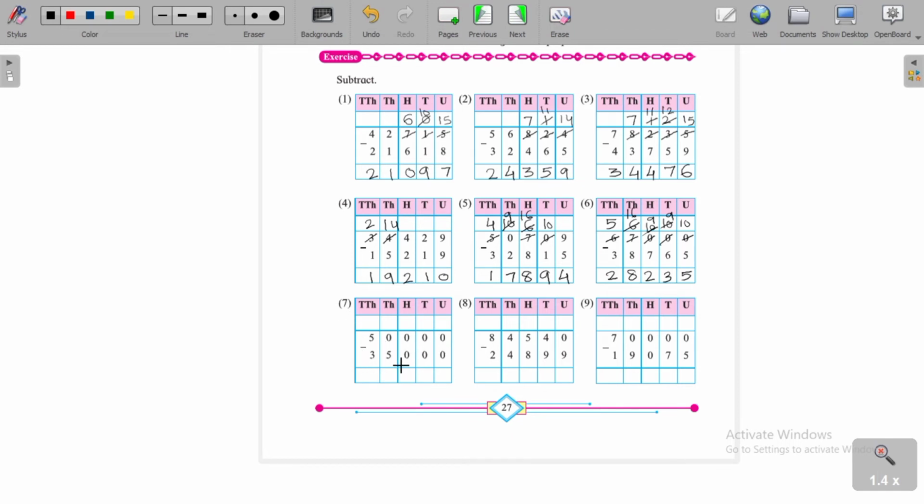Seventh, 50,000 minus 35,000. 0 minus 0 is 0. 0 minus 0 is 0. 0 minus 0 is 0. It is 0 minus 5. So we cannot subtract 5 from 0. We need to borrow from 10,000's place. There are 5 ten-thousands. So when you borrow 1 ten-thousand, 4 ten-thousands remain here, and we have borrowed 10,000. So those 10,000 and 0 together they make 10,000 here. Now we can subtract 5 from 10. 10 minus 5 is 5, and 4 minus 3 is 1. The answer is 15,000.